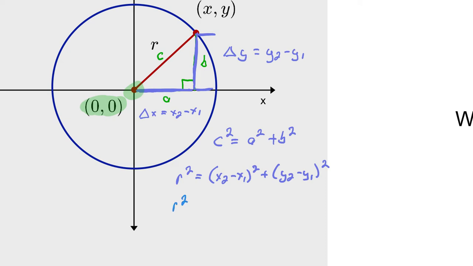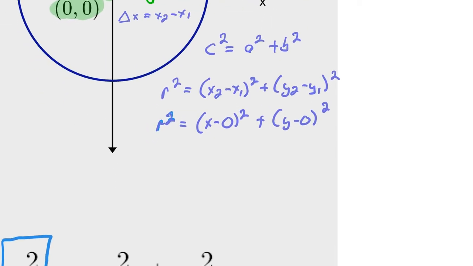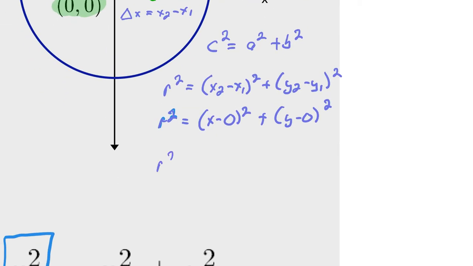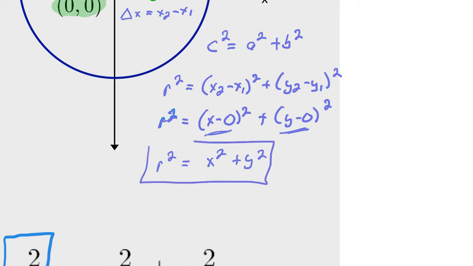So r squared now equals x minus 0 all squared plus y minus 0 all squared. Tidy it up a little bit and you get r squared equals x minus 0 squared is x squared, and y minus 0 is y squared. And that is the equation of a circle with center 0, 0.